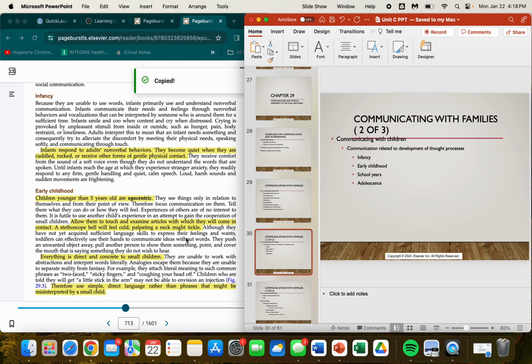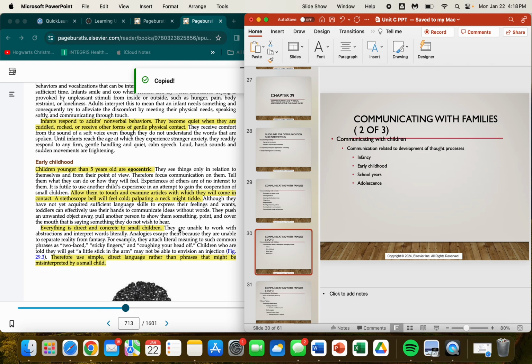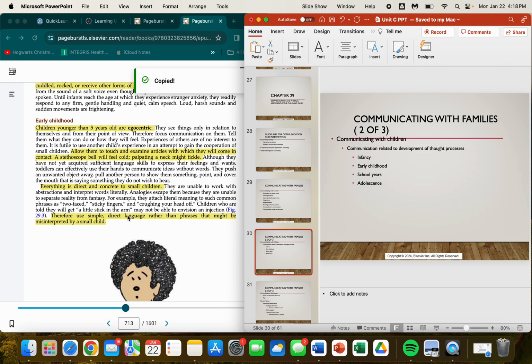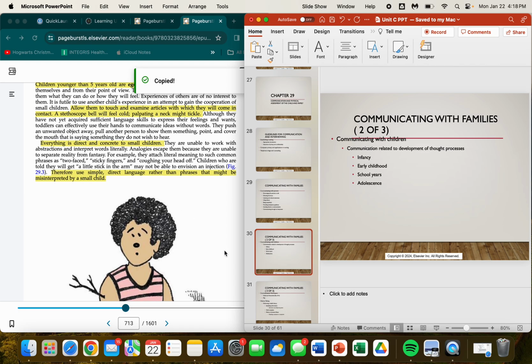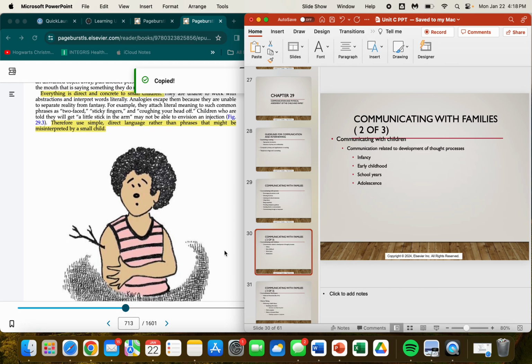Infants obviously respond to nonverbal behavior, cuddling, rocking, gentle physical contact. Younger kids, children younger than 5, are very egocentric. If they trust you enough, let them touch and examine things that they'll come into contact with. If you're going to listen to them with a stethoscope, let them touch the stethoscope, right? Let them touch your name badge. Explain what it does, let them look at it, let them touch it so that they know it's not going to hurt them. Everything with young kids is very direct, very concrete. We want to use very simple, direct language, and not things that can be misinterpreted.